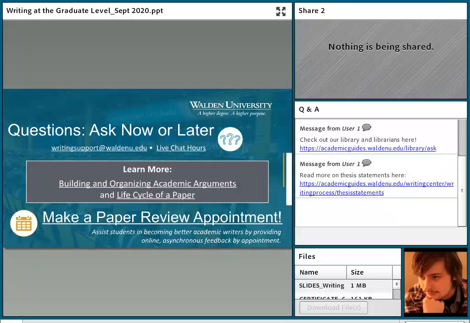I do see a quick question about accessing the PowerPoint. You can download it from the Files pod on the bottom right of your screen there. You just click on the slides and then you'll have the download file option pop up for you. And the links are active in that PowerPoint, so you should be able to go ahead and go through it. You can also access the PowerPoint if you watch this recording. Once it's posted later, you'll be able to go to the recording and download the PowerPoint from there.